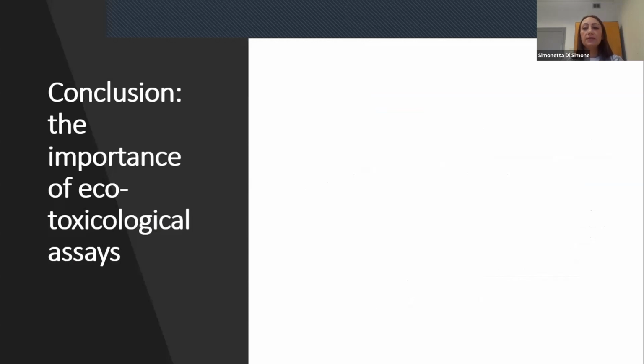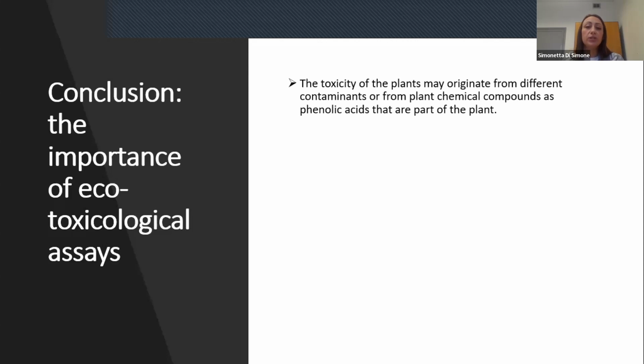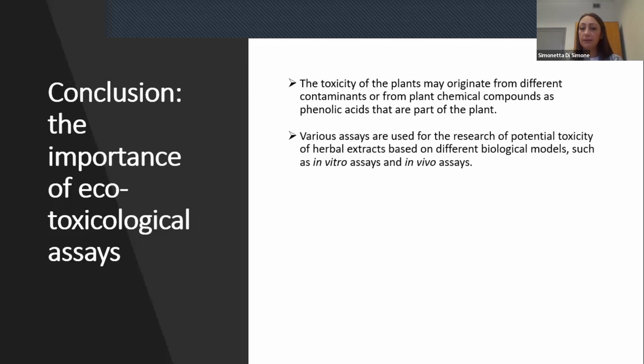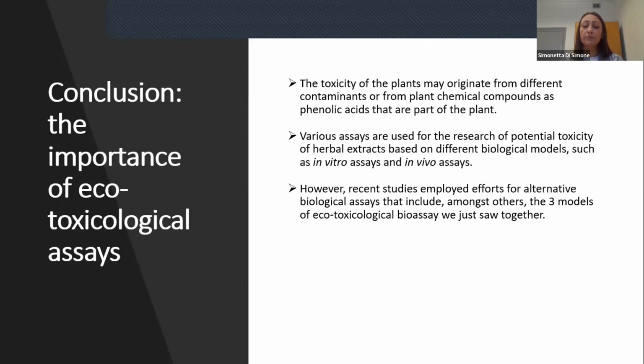Well, this brings me to the end of the speech. Let me just run through the key points again. The toxicity of plants may originate from different contaminants or from plant chemical compounds, such as the phenolic acids we saw at the beginning, that are part of the plant. Various assays are used for the research of potential toxicity of herbal extracts based on different biological models, usually in vitro assays and in vivo assays.